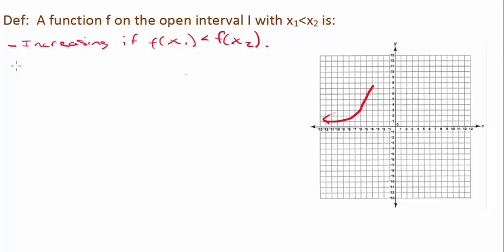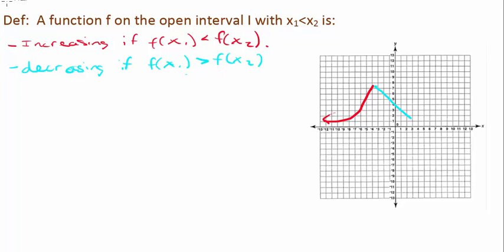The second possibility is decreasing. So for decreasing, this occurs if f of x sub 1 is actually greater than f of x sub 2. So in other words, as you move from left to right, reading your function or your graph, if the outputs are decreasing, then the y values are decreasing, then your function is decreasing. So look at the blue section of our function off to the right.